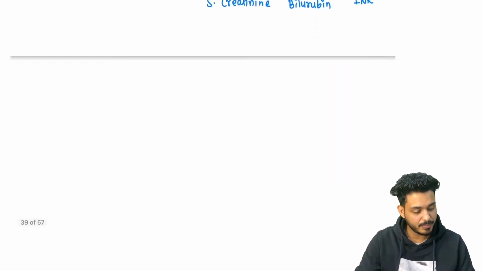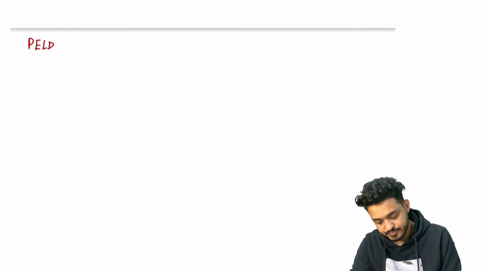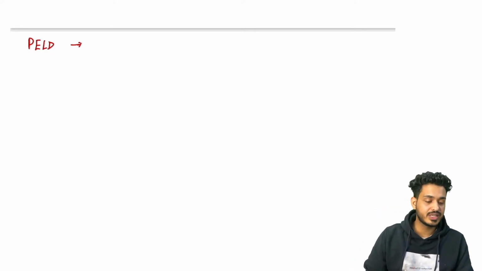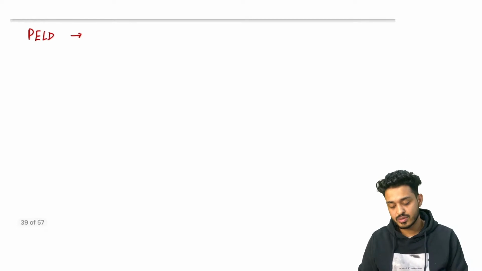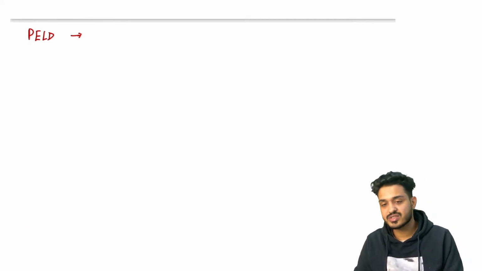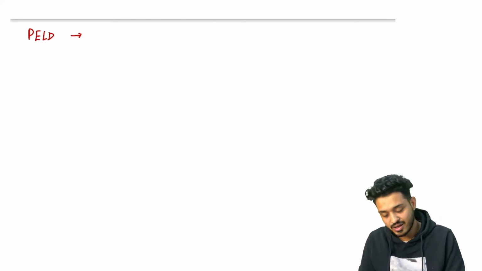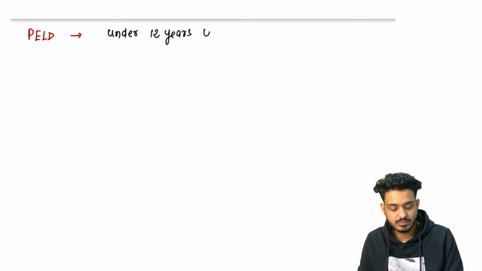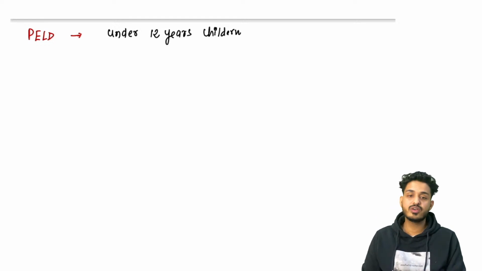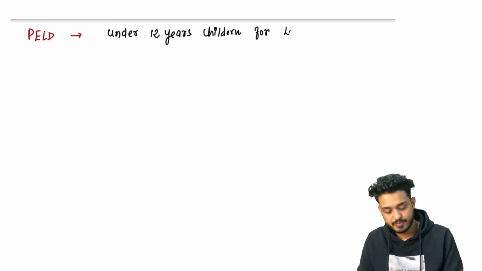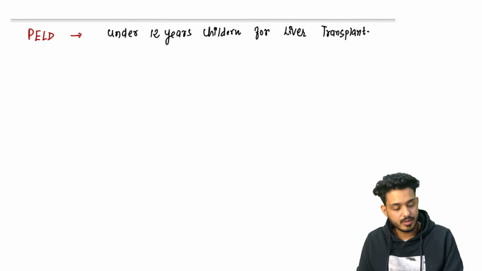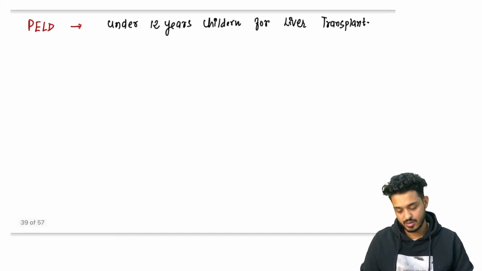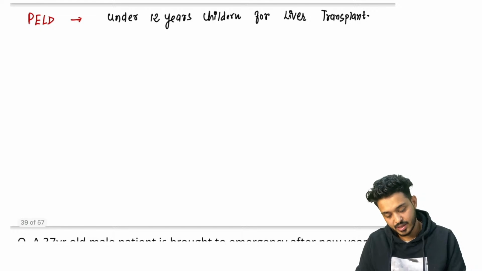Okay, now tell me about the PELD score. What is PELD score? Let's discuss all the important scores here itself. So we are having MELD score, then we are having PELD score. This is used for children under 12 years for liver transplant. The score that we are using is going to be your PELD score, Pediatric End stage Liver Disease score, right? What are the components?